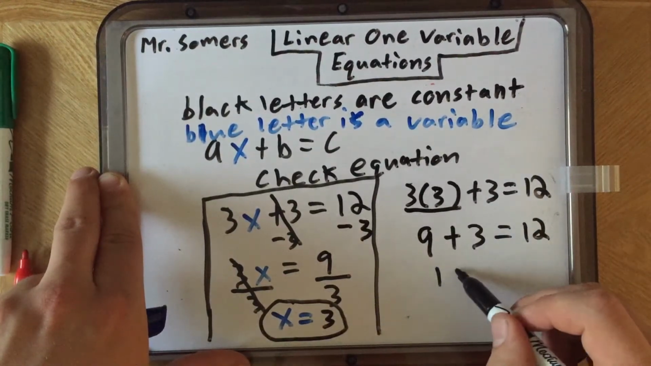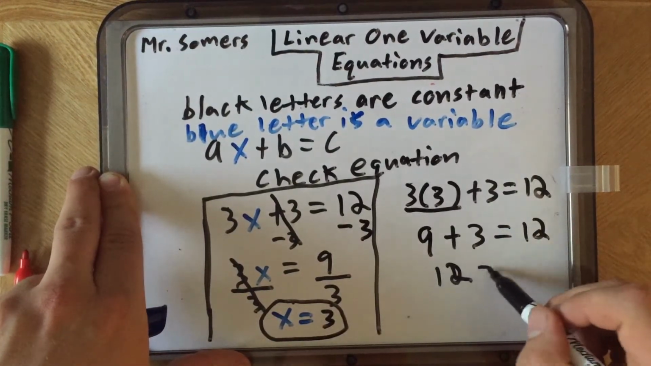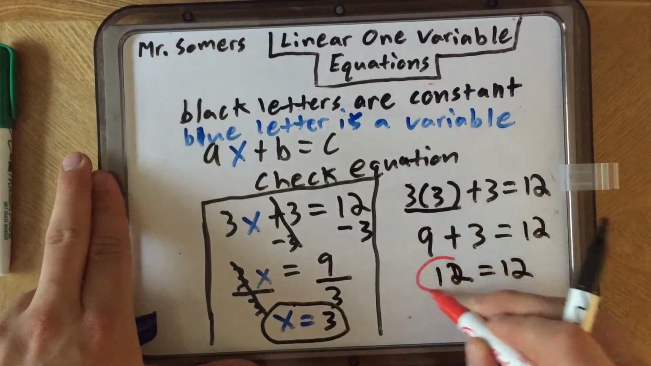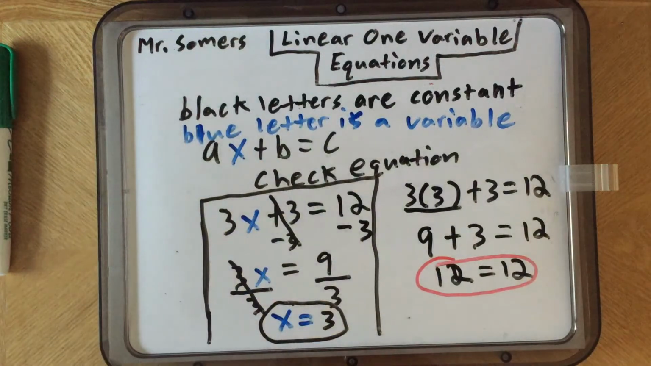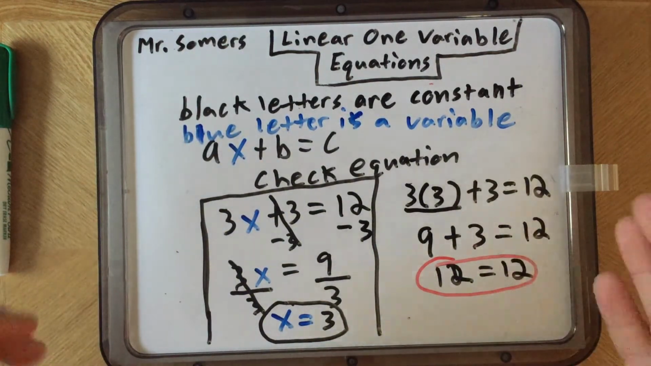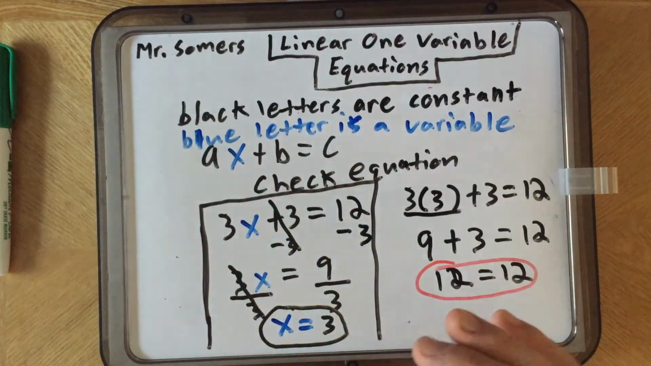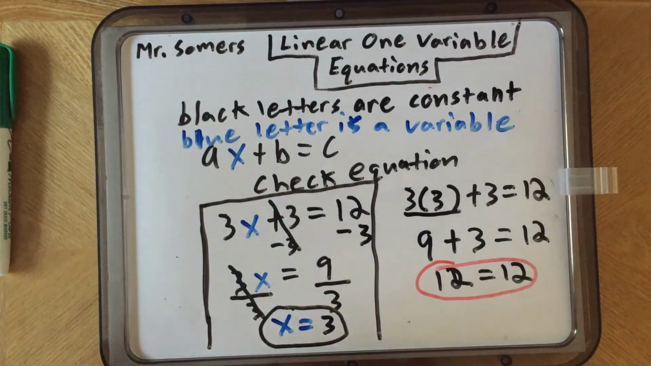Now let's see, 12 equals 12. Bada boom, bada bing. That is true. And now we know our equation is real. It means something. It's not just a false equation, and we have some validity to that.